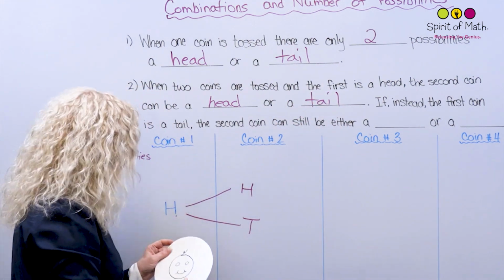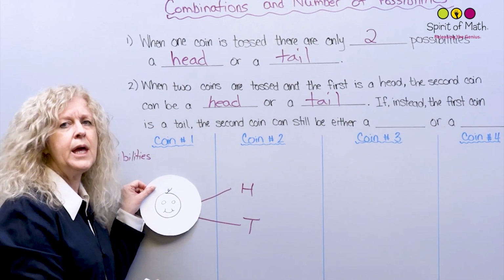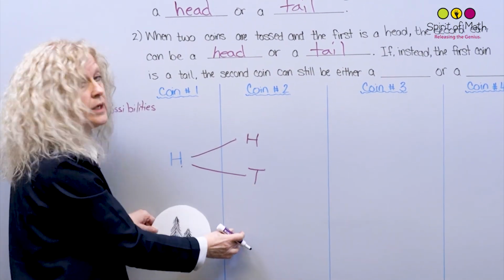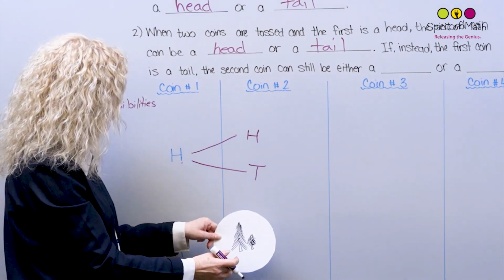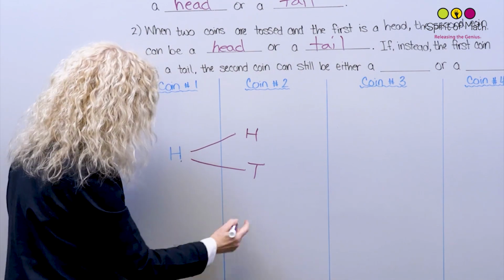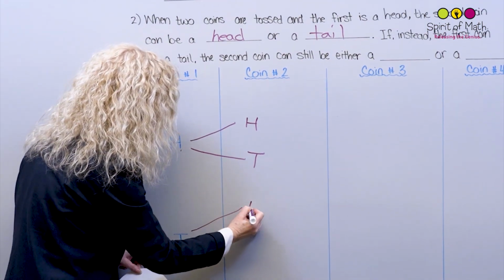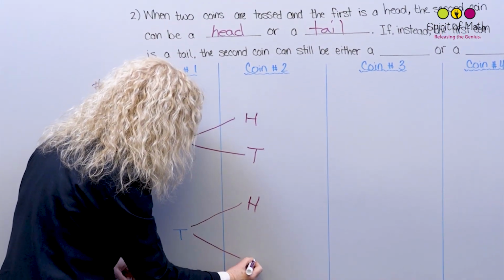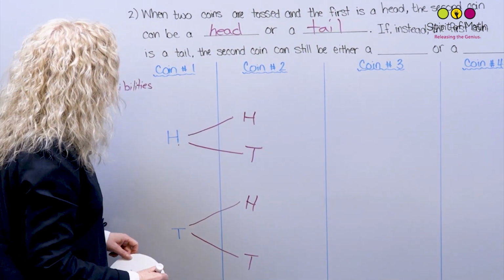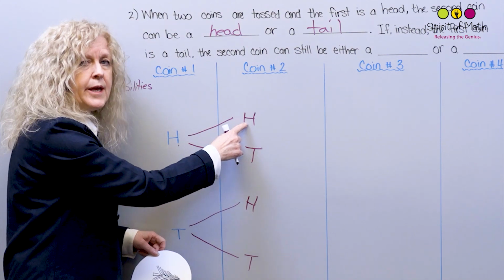Now, what if instead that didn't land with the head, it landed with the tail? That second coin, when it lands, can either be a head or a tail too. So imagine that you've got two coins, and this is what's happening. So this is what's possible, a head or a tail.